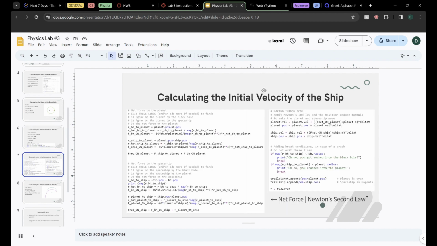So to calculate the initial velocity of the ship, we first have to calculate the net force, which is done through all of this code down here. We get down here to the bottom, and the net force on the ship is represented by this equation, which is ultimately what we needed. And then we use Newton's second law for the position and velocity update formulas. So as you can see up here, we have the planet velocity and the planet position, and then the ship velocity and the ship position. These formulas are used to update both of those values to actually make the code move.